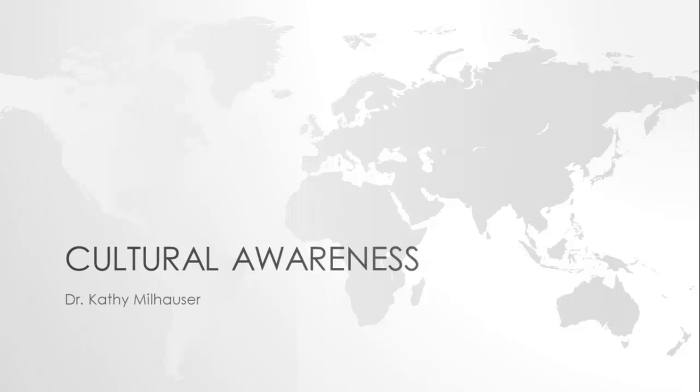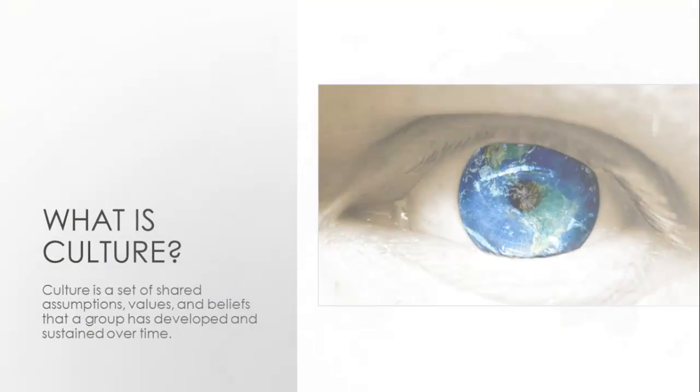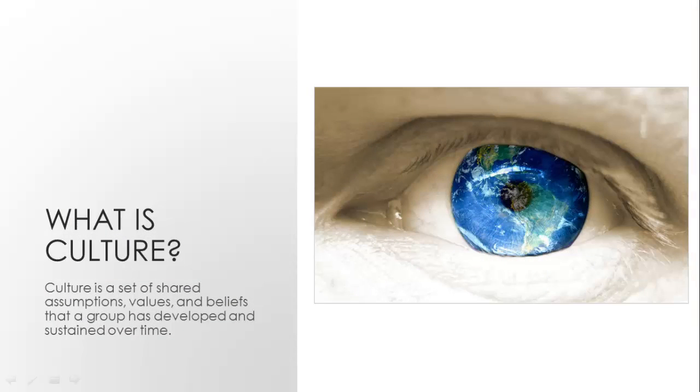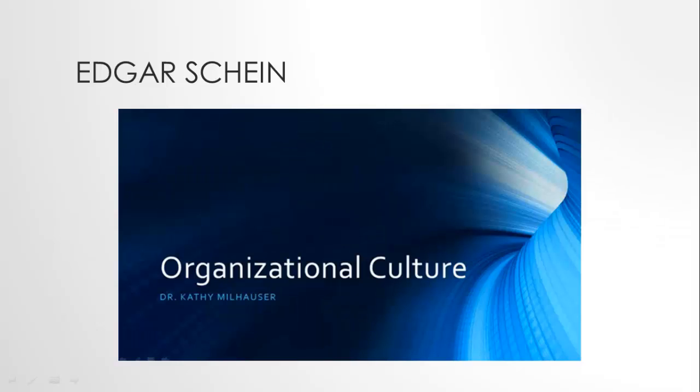But before we get ahead of ourselves, let's talk about what culture is and some of the more common dimensions of culture that we see. Culture is basically a set of shared assumptions, values, and beliefs that a group has developed and sustained over time. There is a separate lecture on my website and YouTube channel that goes into depth on what culture is based on Edgar Schein's work. For the purposes of this lecture, we will focus on differences in national or ethnic culture.